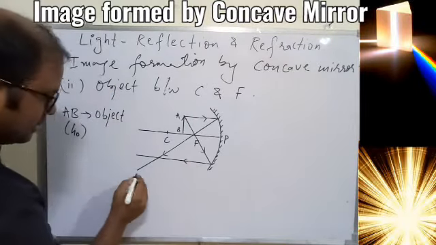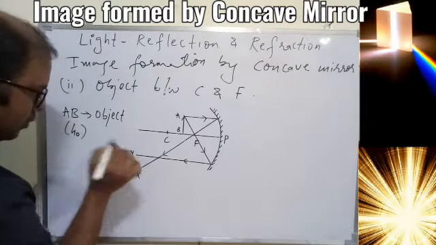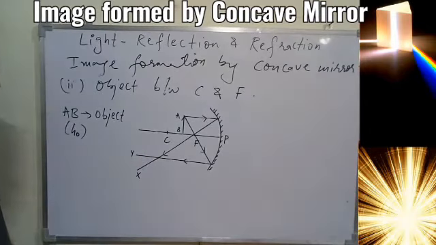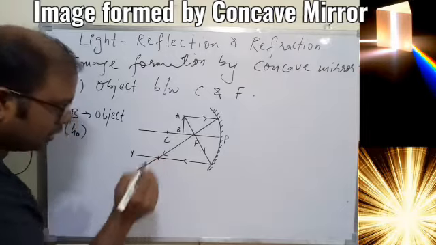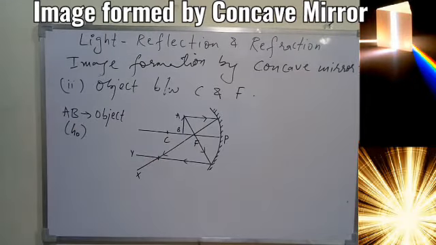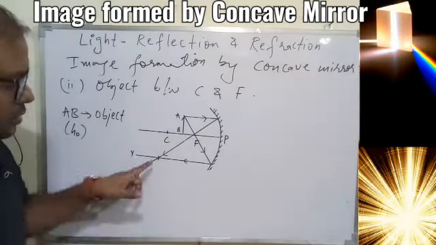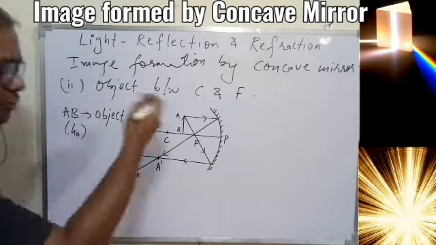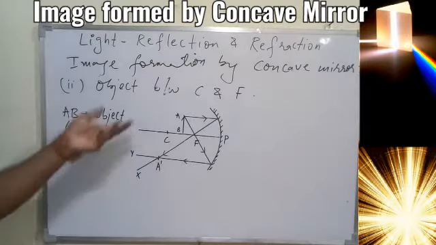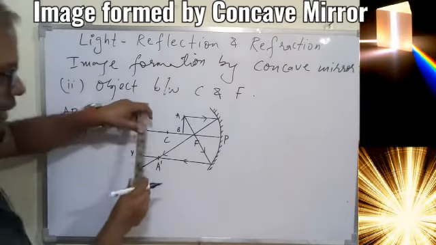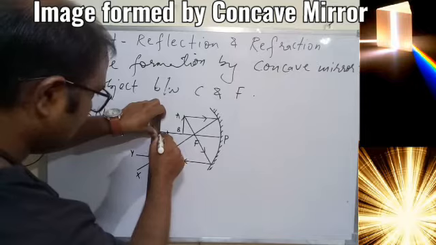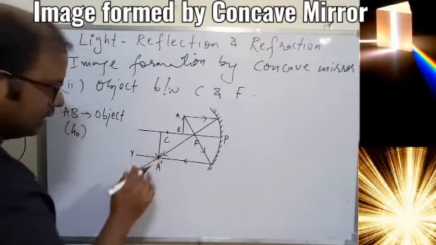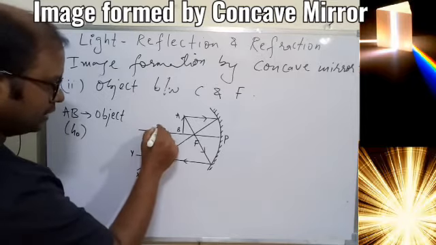So this is my ray X, this is my ray Y, both are coming from A. So you understood, this is the point where they intersect or meet. So we can say this is the point where the image of A will be formed. So this is A prime, image of A. Because this is coming from A, we need to connect it with the principal axis, nothing else. So this is your B prime.